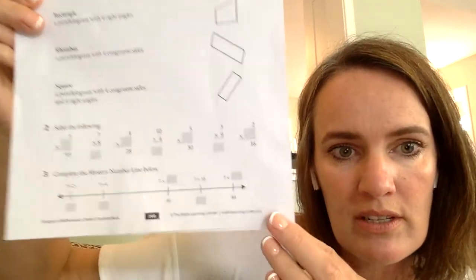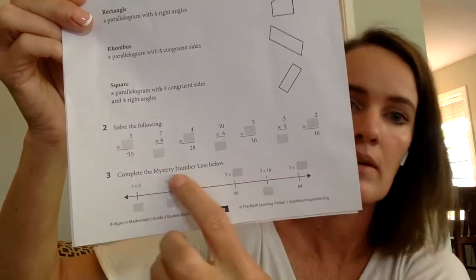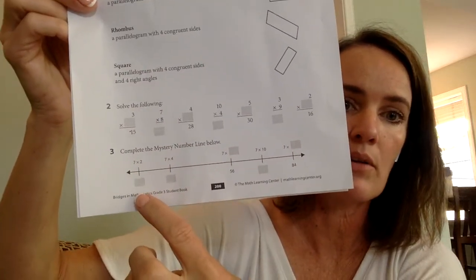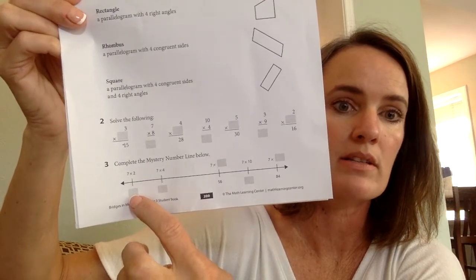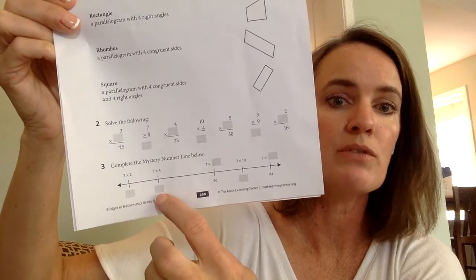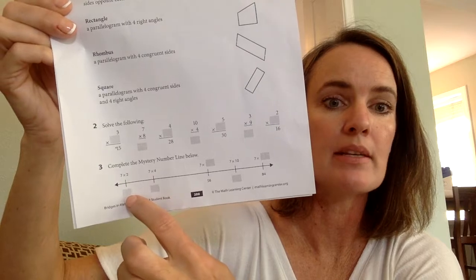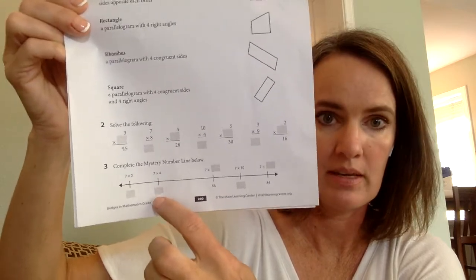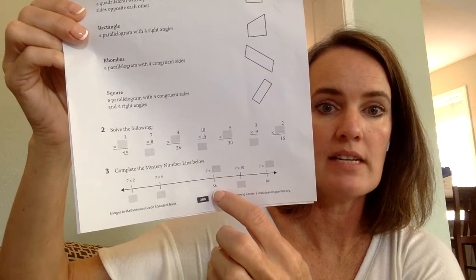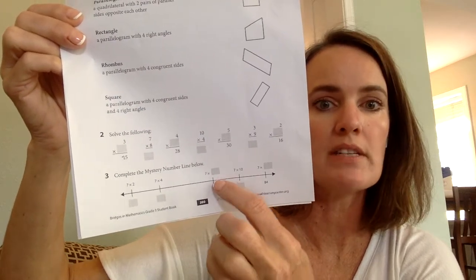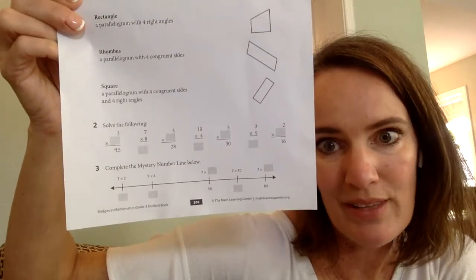Finally, the bottom of the page is a mystery number line. See here? You're going to start down here with 7 times 2, putting your answer in the shaded box. Then 7 times 4. Oh, you're saying that's a double? Absolutely, double the number that you put here. Finally, 7 times something equals 56. Or 56 divided by 7 equals what number? Fill in the shaded box.